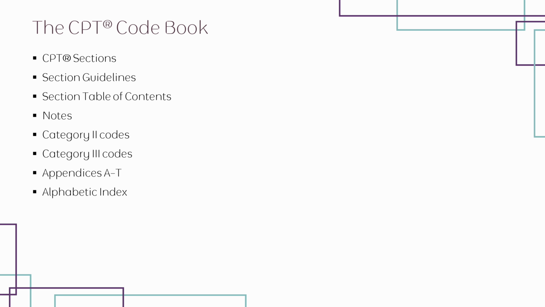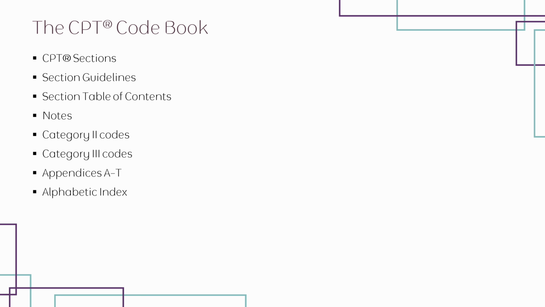As you navigate through each section, you'll notice that every section begins with its own set of section guidelines and a table of contents that applies specifically to that portion of the codebook. These guidelines are essential because they give you the instructions on how to properly apply the codes within that section. In some sections, you'll also find a dedicated notes section located at the end. These notes will serve as helpful references, providing additional clarification or reminders that assist with accurate and efficient code selection.